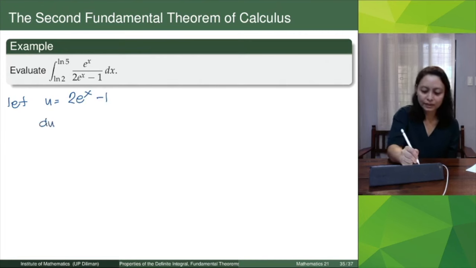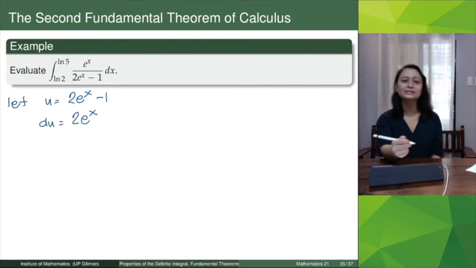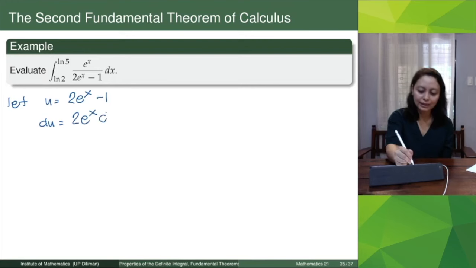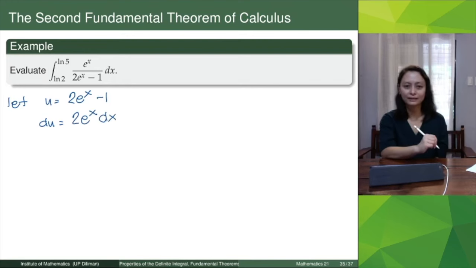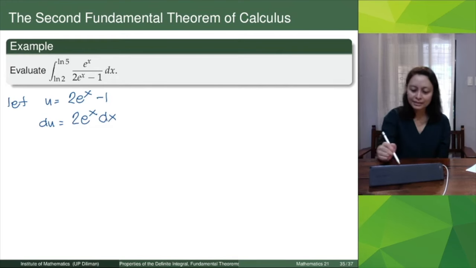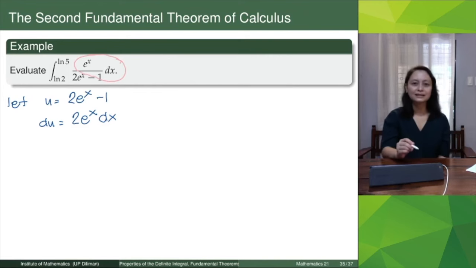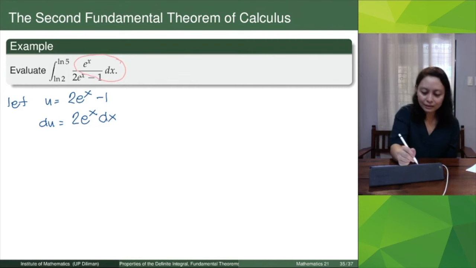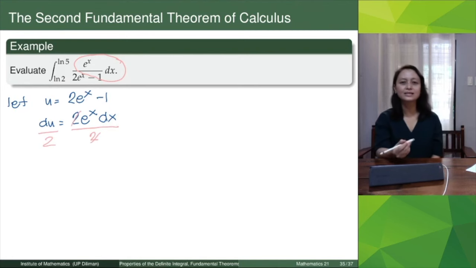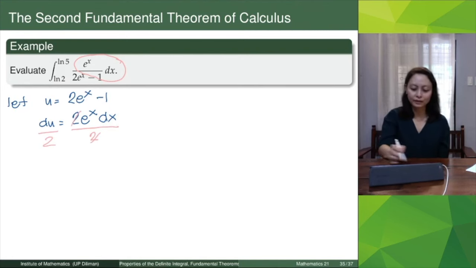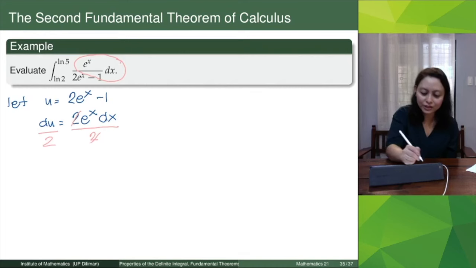Okay? From there, du is derivative ng 2e to the x ay 2e to the x. Derivative of 1 is 0. Then, dx. Okay na. Ang nandito ay e to the x dx. So, just divide both sides by 2. Okay? So, yung e to the x dx is equal to du over 2. Okay? Punta tayo dun sa limits of integration.